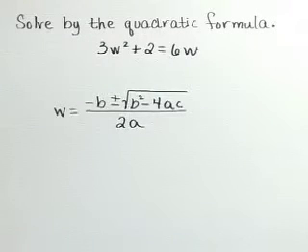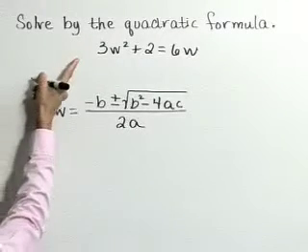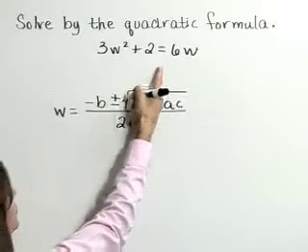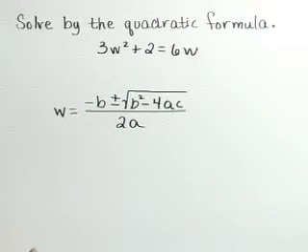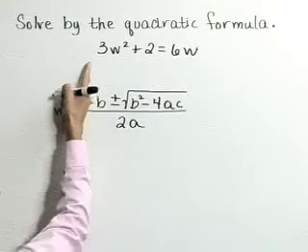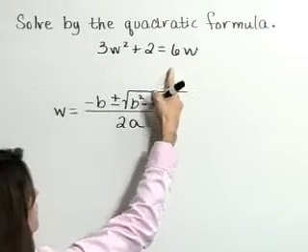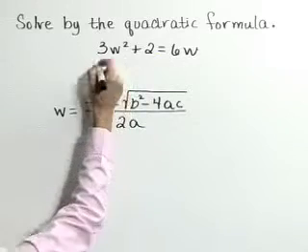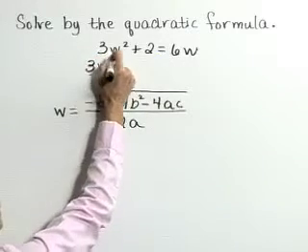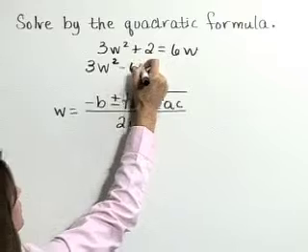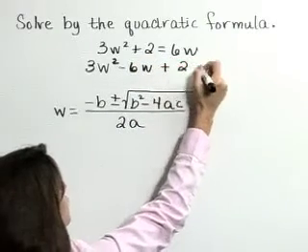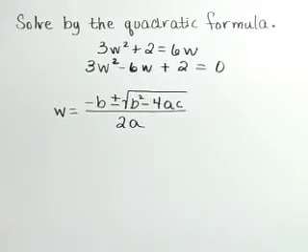Solve by the quadratic formula the equation 3w squared plus 2 is equal to 6w. Let's start by putting this quadratic equation in standard form. So subtract 6w from both sides to write this as 3w squared minus 6w plus 2 is equal to 0.